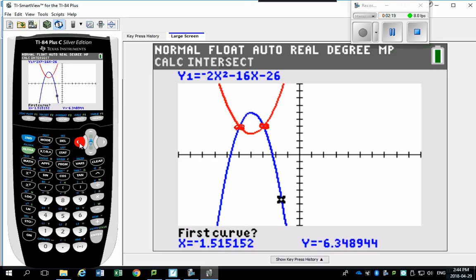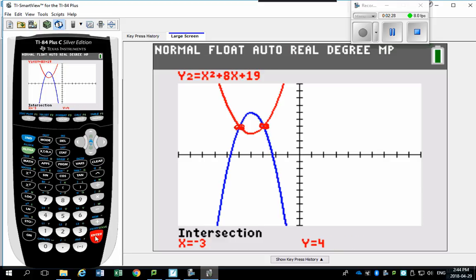Okay, so let's find this first one. Here we go. Where are you? There it is. Enter, enter, enter. And you get minus 3, 4. There's your first answer, minus 3, 4.